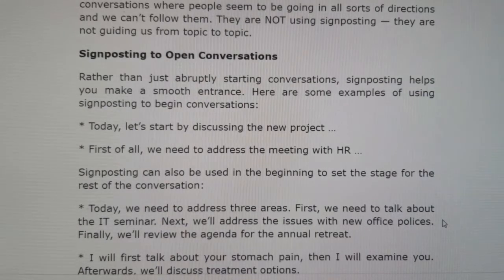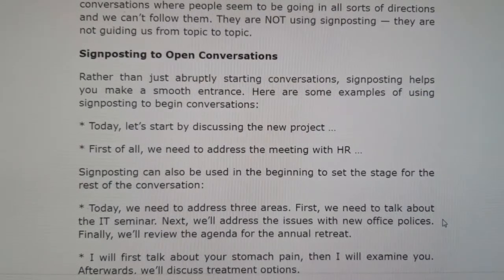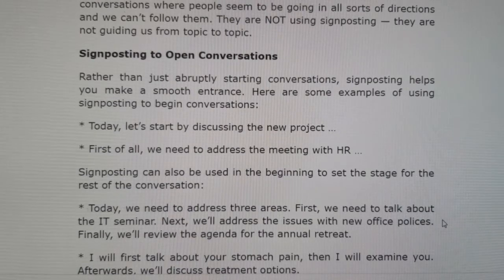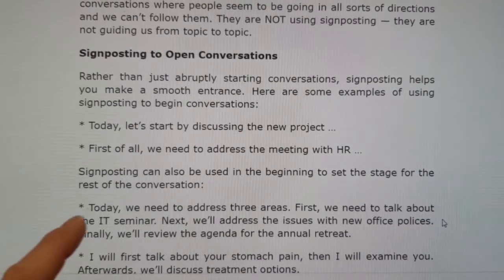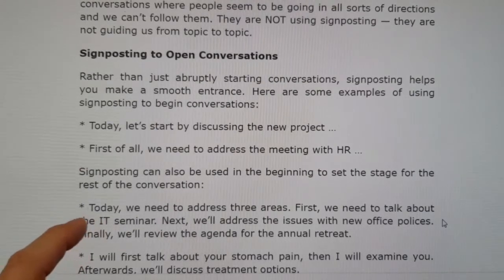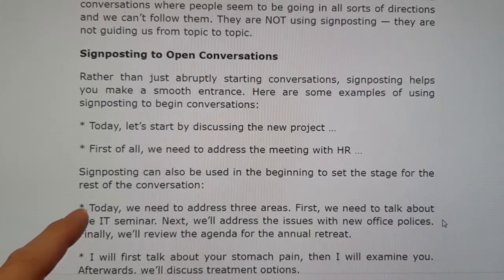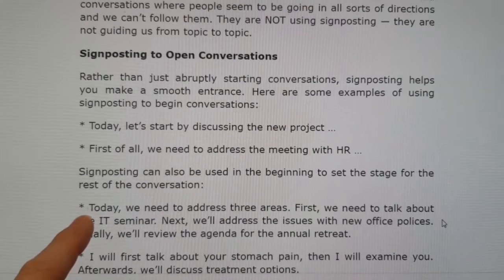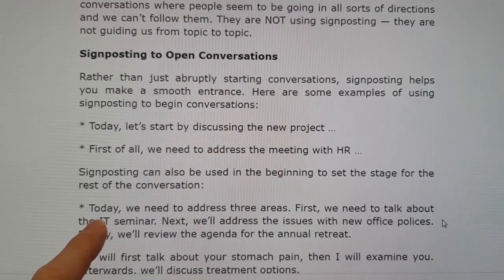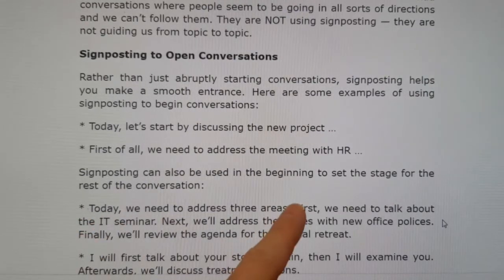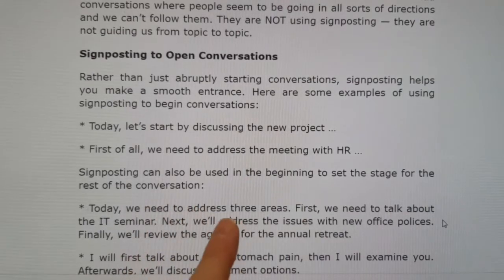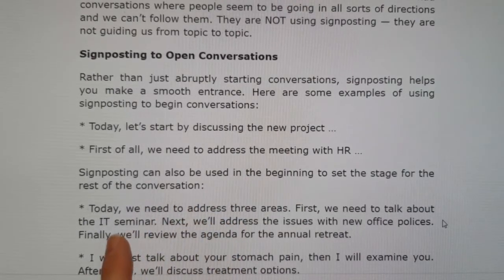This is a very classic technique, and there are actually three techniques that you need to keep in mind. This is the first technique, which is called listing. Today we need to address three areas. So here's the first, second, next, and the third or final.